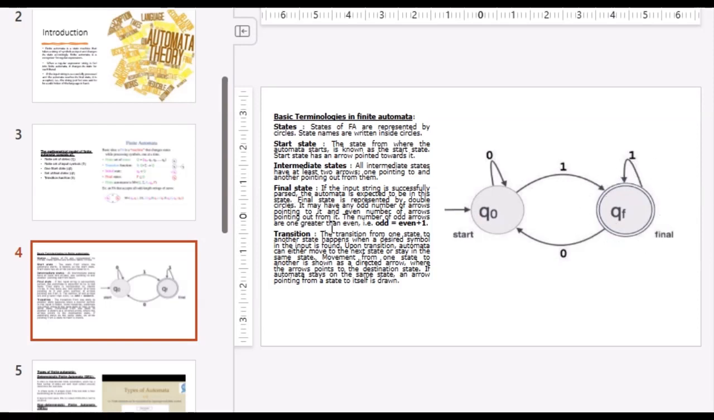Transition. The transition from one state to another state happens when a desired symbol in the input is found. Upon transition, automata can either move to the next state or stay in the same state. So in this example, there is a transition of 1 from q0 to qf and a transition of 0 from qf to q0, and there exists a self transition for q0 of 0, and for qf there is a self transition of 1.